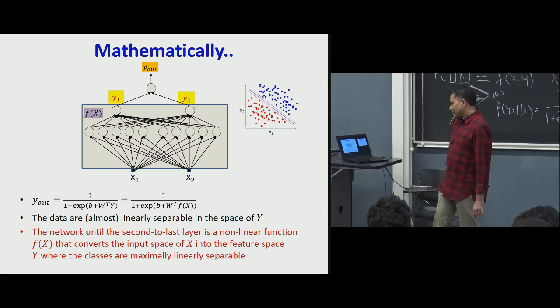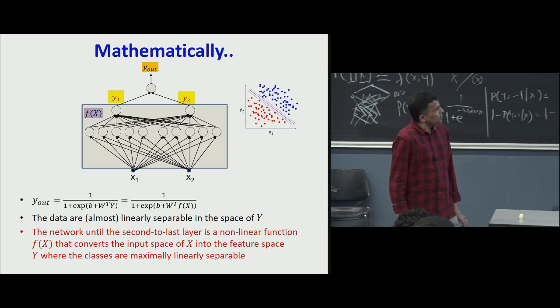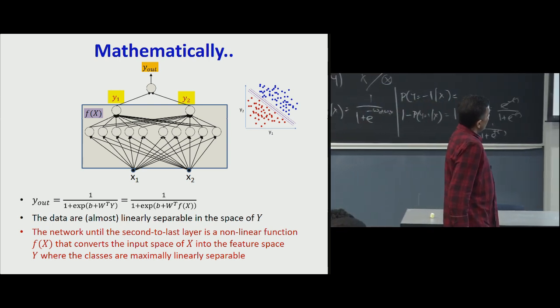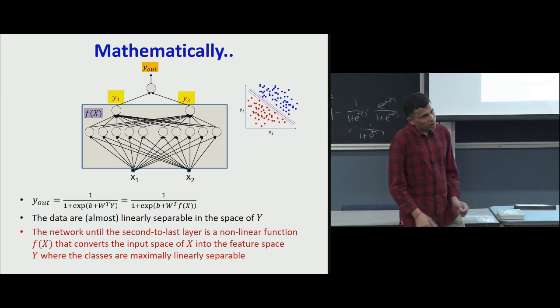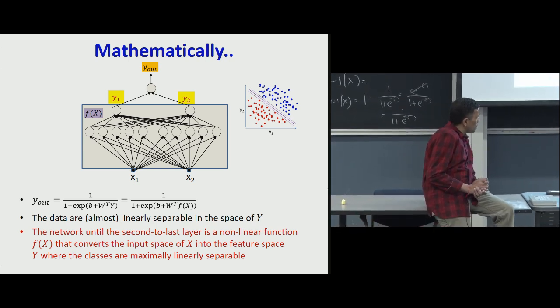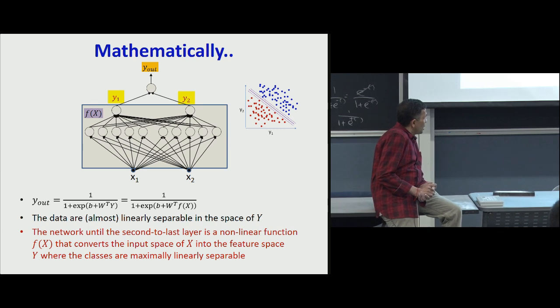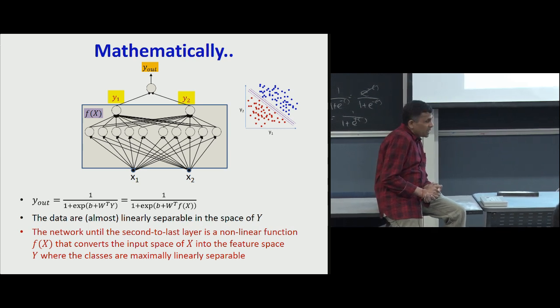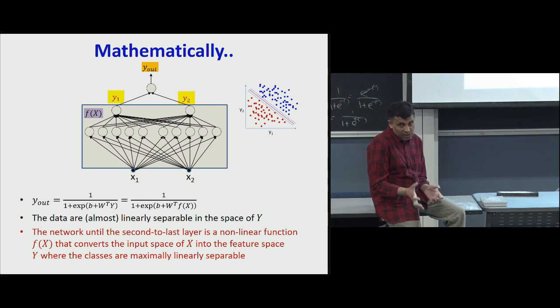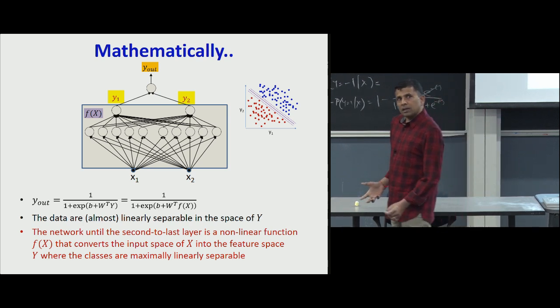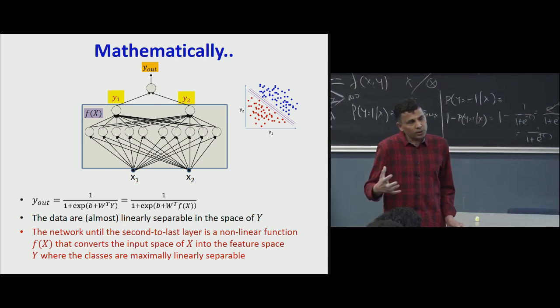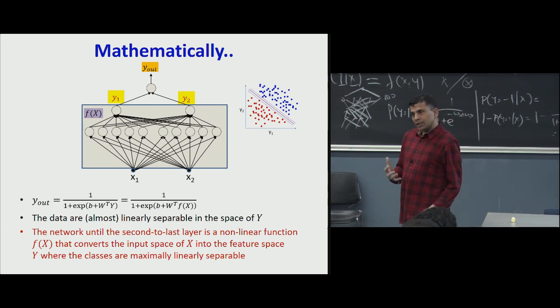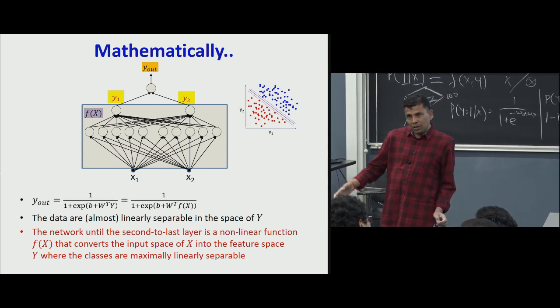Mathematically, let's say you have this output. The output is your logistic, as we saw in the two class problem. Then the data will be almost linearly separable in the space of Y, where Y is the output of the feature extraction portion of the network. And the network until the second to last layer will just be a nonlinear function that converts the input space of X into the feature space Y, where the classes are maximally linearly separable.